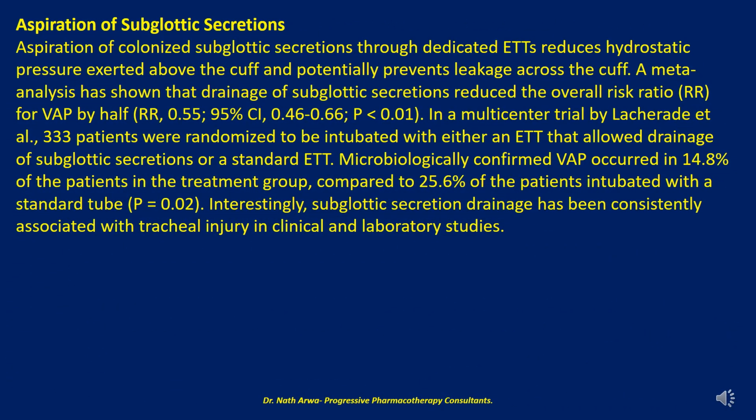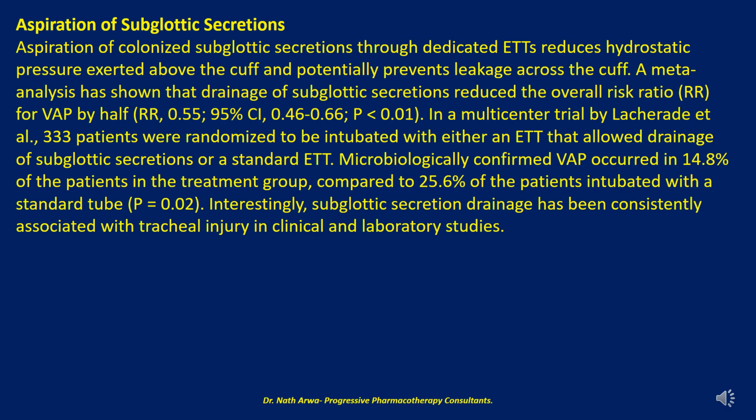And now we will discuss aspiration of subglottic secretions. Aspiration of colonized subglottic secretions through dedicated endotracheal tubes reduces hydrostatic pressure exerted above the cuff and potentially prevents leakage across the cuff. A meta-analysis has shown that drainage of subglottic secretions reduced the overall risk ratio, RR, for ventilator-associated pneumonia by half. Risk ratio 0.55, with a 95% confidence interval of 0.46 to 0.66, with a p-value less than 0.01.